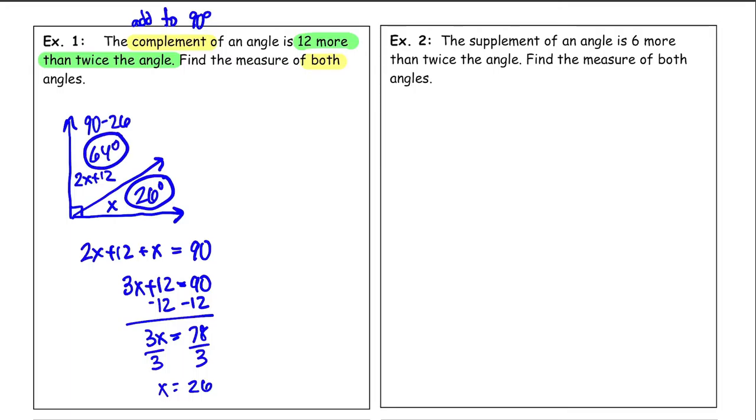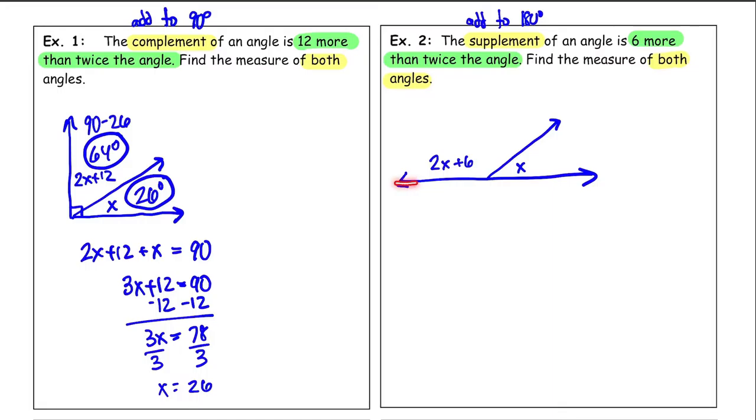All right, our next example is similar. I'm talking about two angles, but this time they say supplement. So for supplement, we have to remember supplement means add to 180 degrees. That's going to be our straight line. It says the supplement of an angle is 6 more than twice the angle. But again, I need to find the measure of both angles. So there's two angles in this diagram. One of them is going to be x, and the other one's going to be 6 more than twice the angle. That's going to be your 2x plus 6.